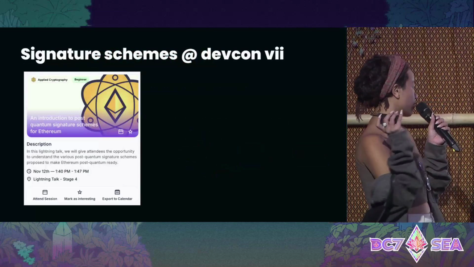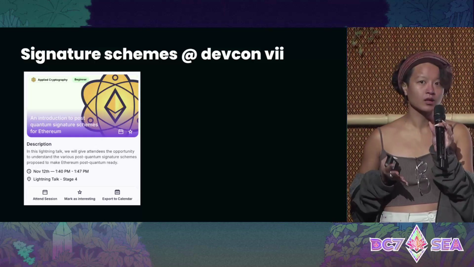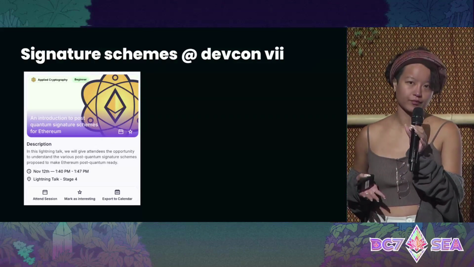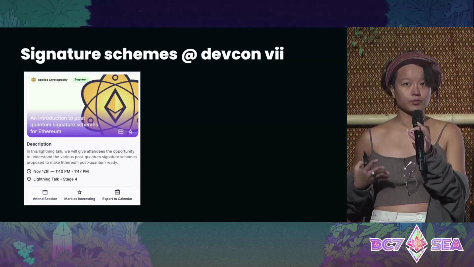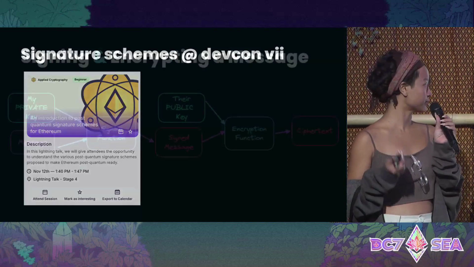And you can look out for, this talk already ended, but in Ethereum, they're currently using a signature scheme that is not post-quantum secure, and they're actively thinking about how to transition to post-quantum.